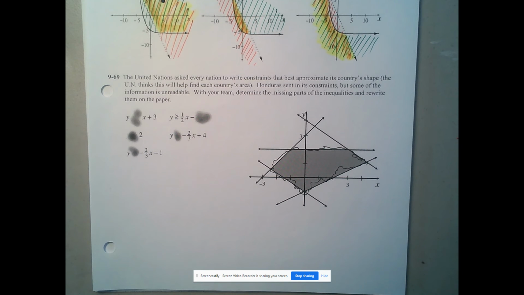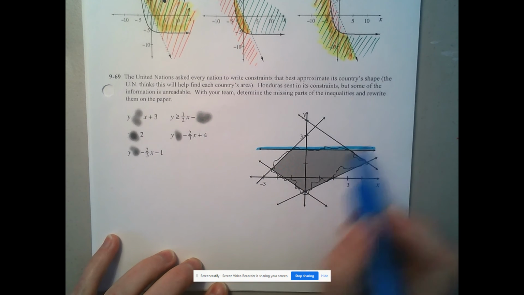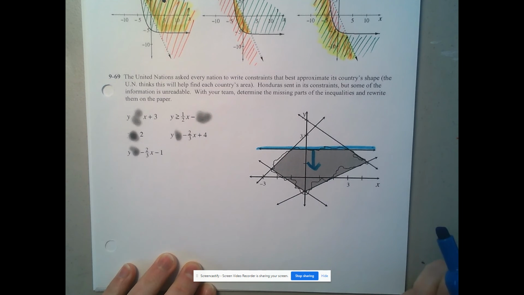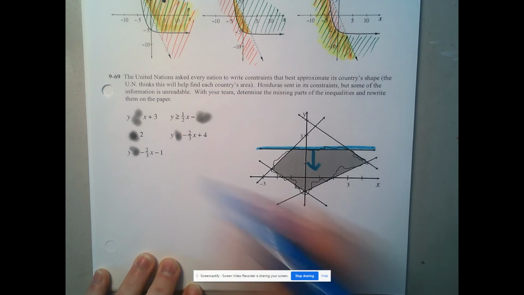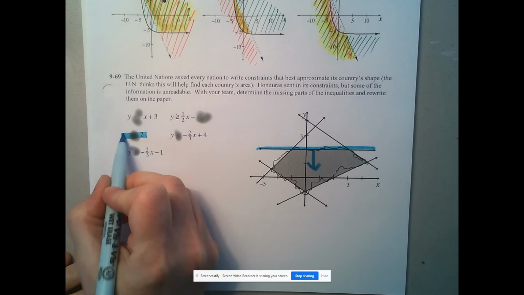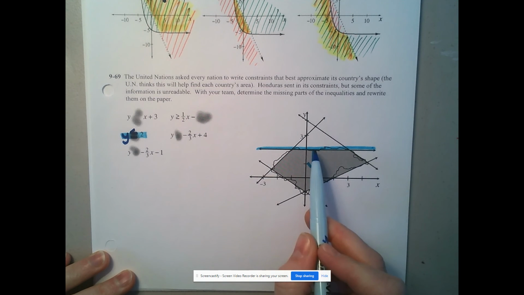Now, the easiest one to start with is that horizontal segment, because that horizontal segment crosses the y-axis and you can see that it's shading below in order to get to a shaded region. And the only one on there that has no x's and no y's, it only has a number, is this one right here with the 2. And so we would complete that by saying it's crossing the y-axis. y has to be less than or equal to 2 because it is a solid line and the shading is below it.